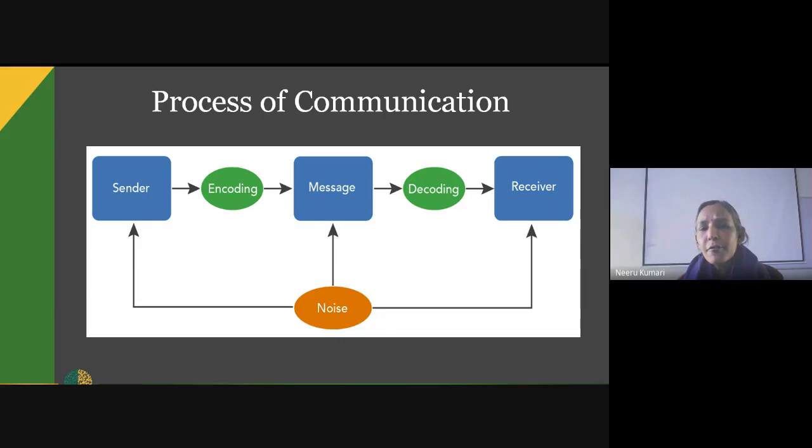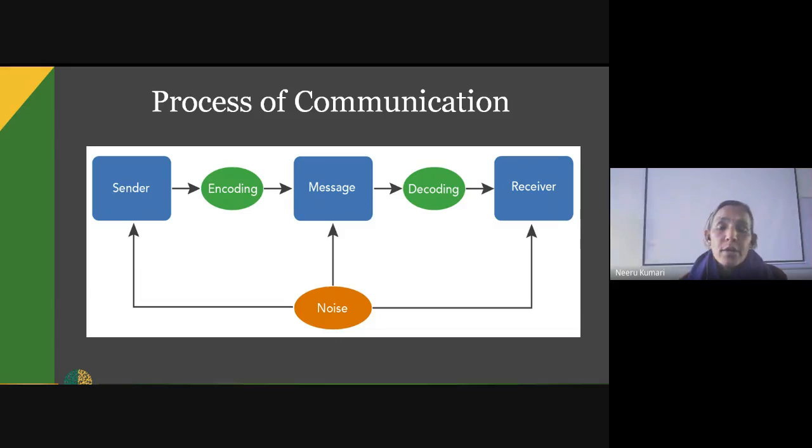Having clarity of thought, clarity in idea, clarity in perception about what is to be communicated by the sender to the receiver is done by the process of encoding. Once the information is shared from the sender to the receiver, the other person will be trying to understand. He or she is going to grasp. He or she is trying to decode.